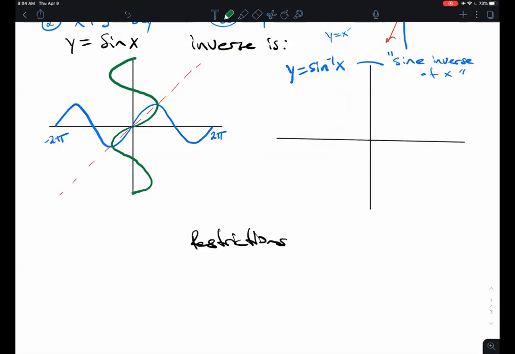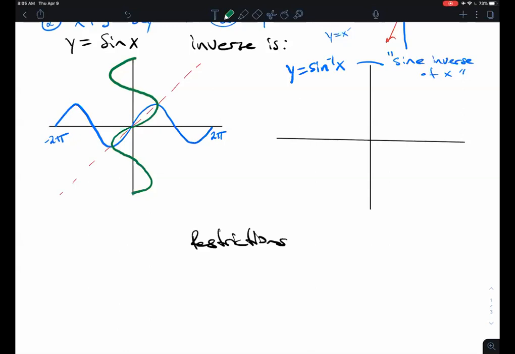That green graph is the inverse graph. Did I do a pretty good job? Does that look like a mirror image about the line y equals x? If you turn your head, that's pretty good, 45 degrees. Thank you. That just takes one. Appreciate it. That's going to be our sine inverse graph, that green guy.